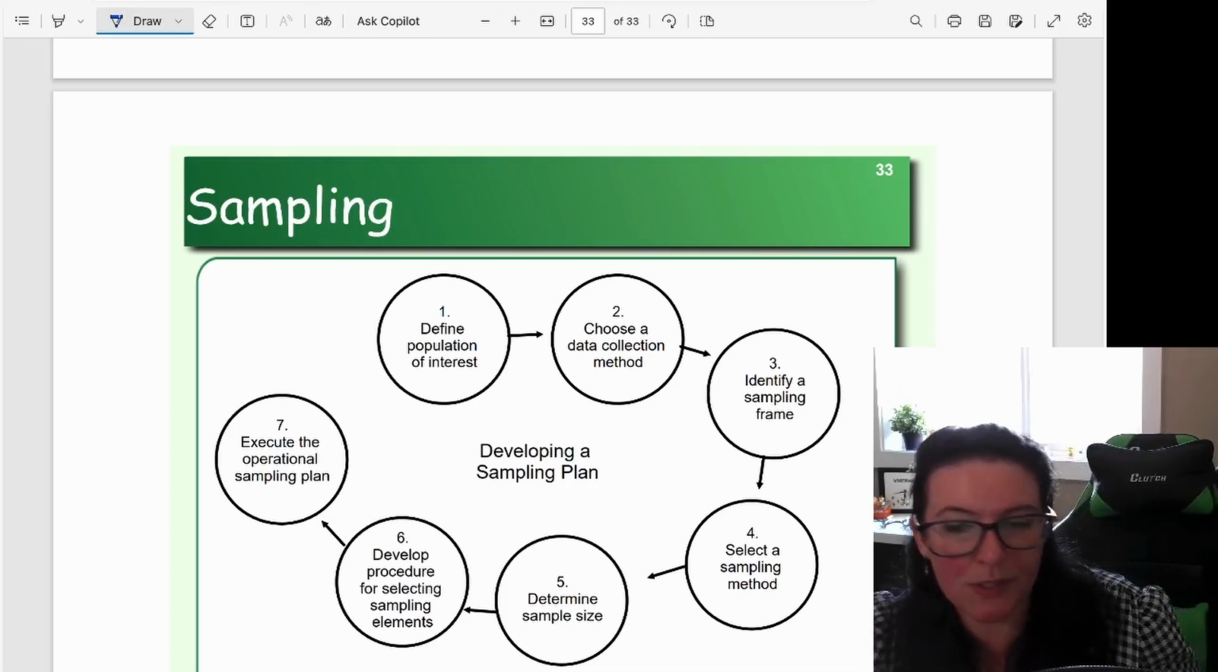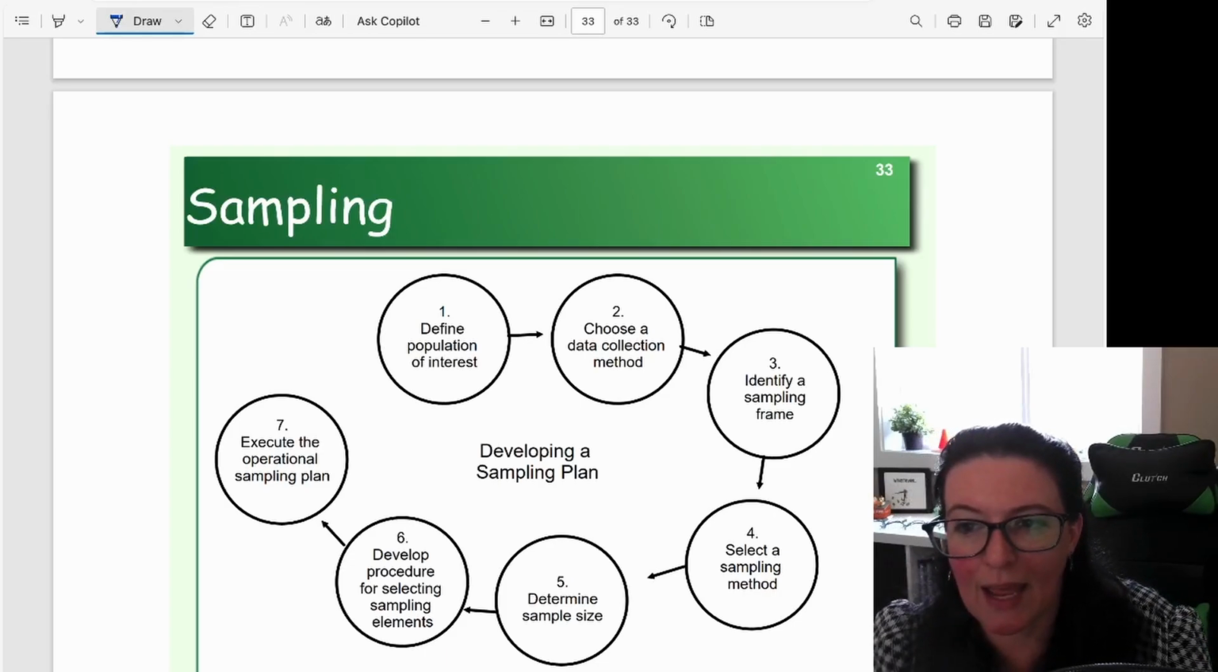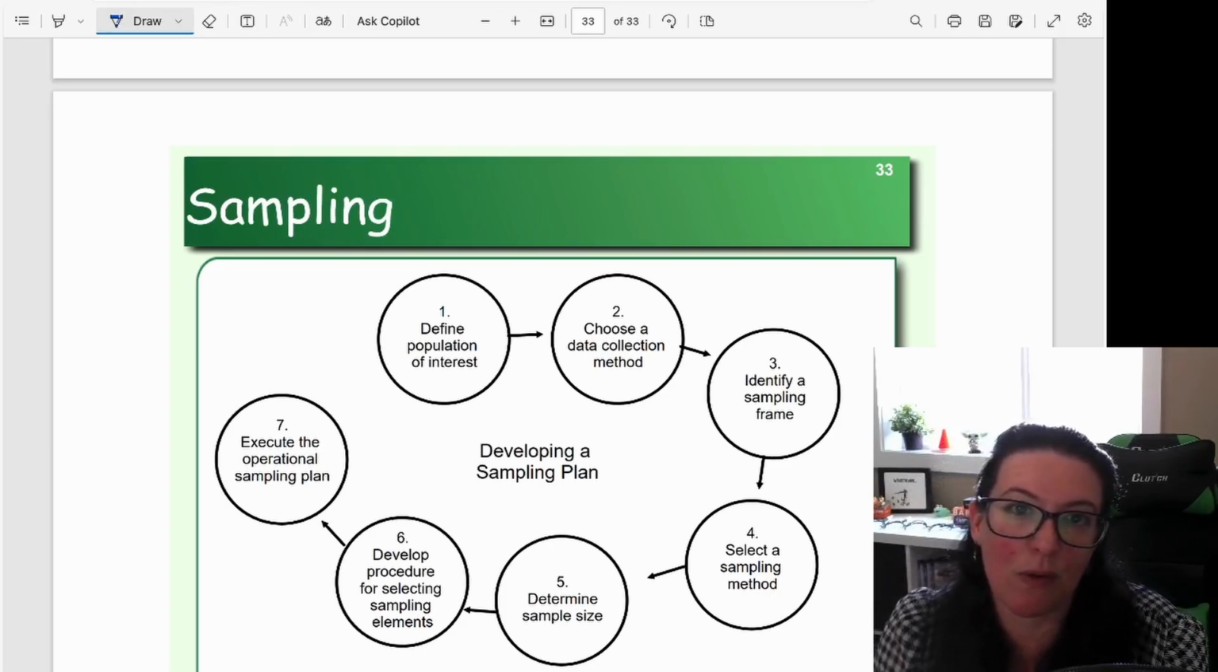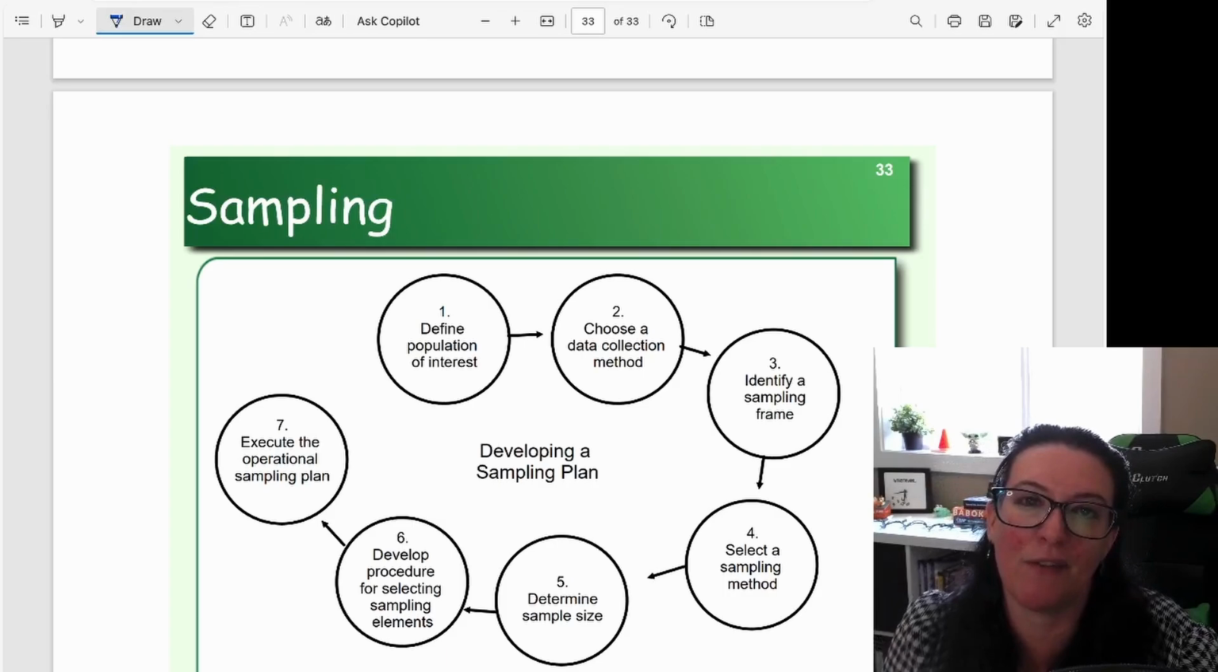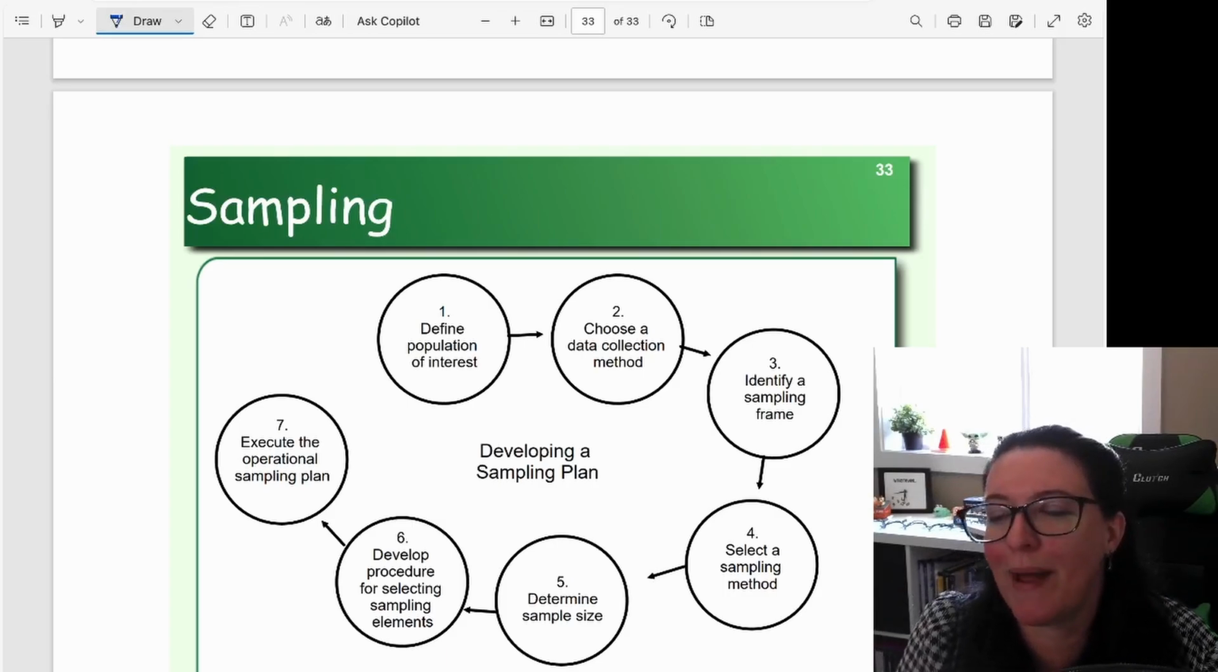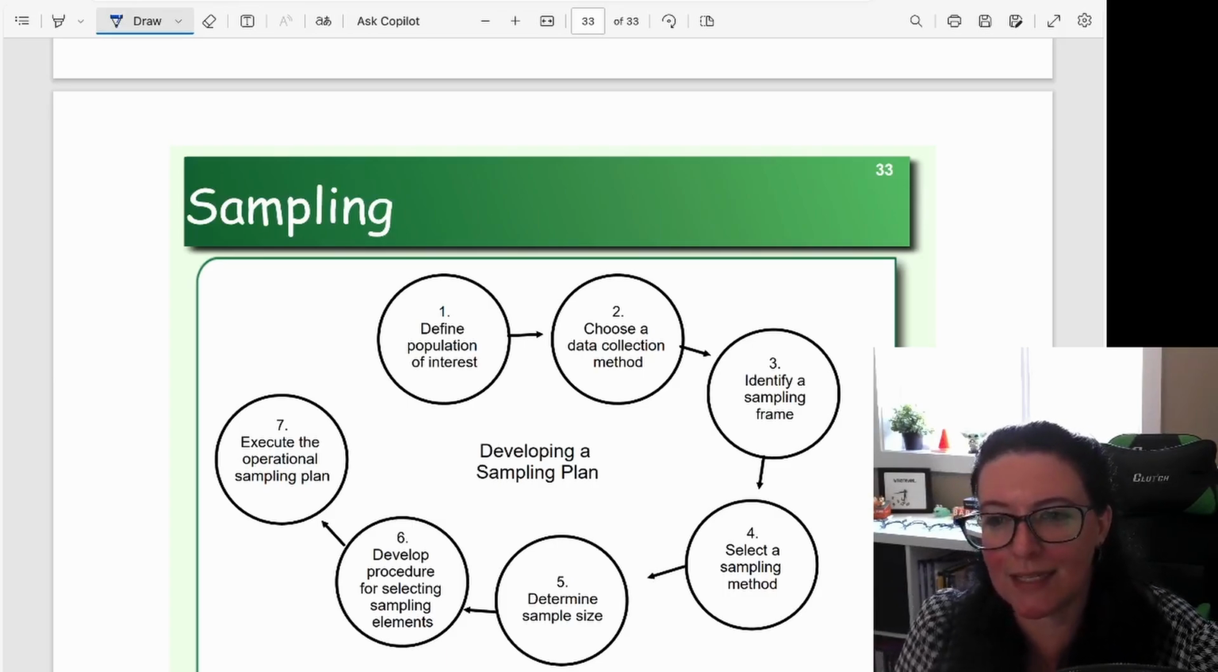And within those, we might then be choosing a collection method. So from a survey, are we doing executive interviews? Are we sending it out by snail mail? How are we going to be collecting data?